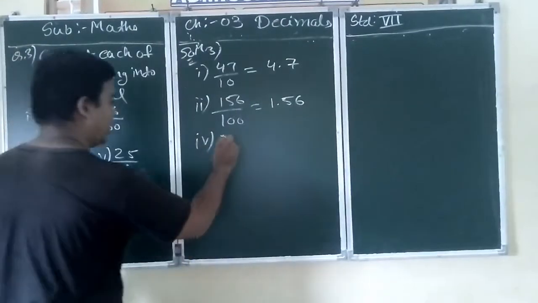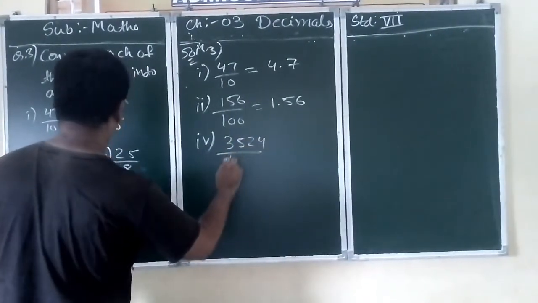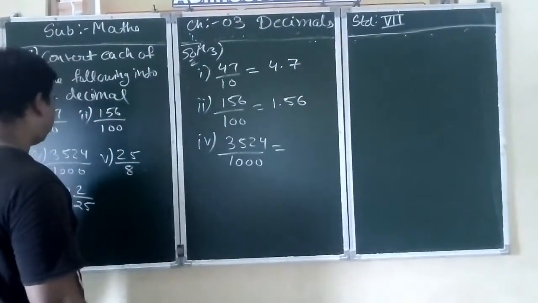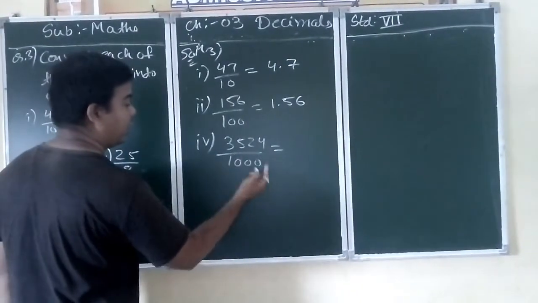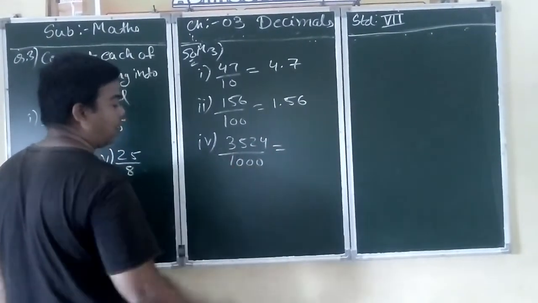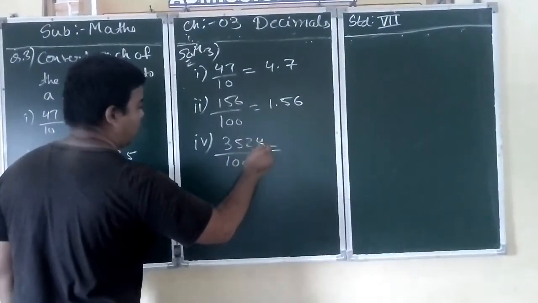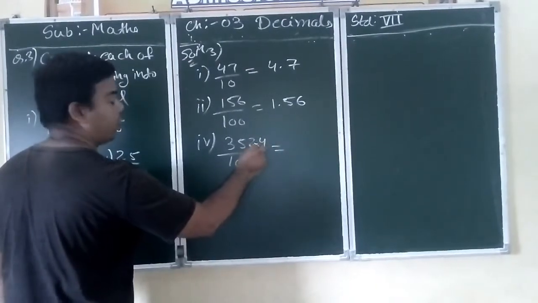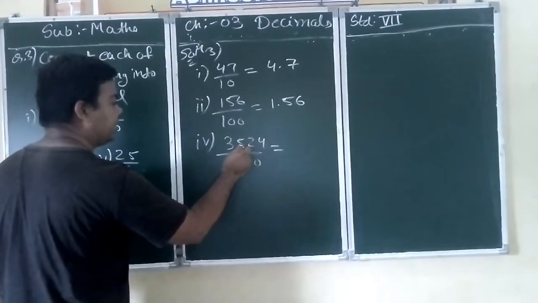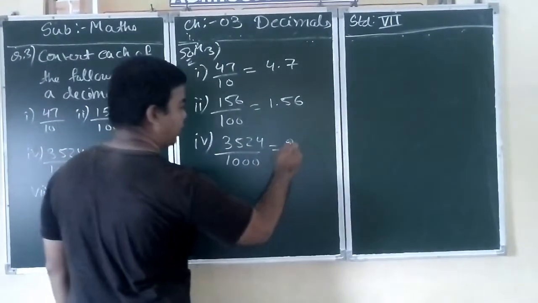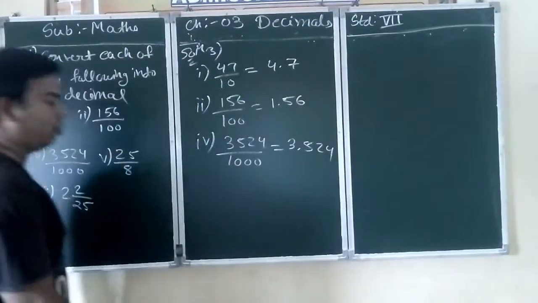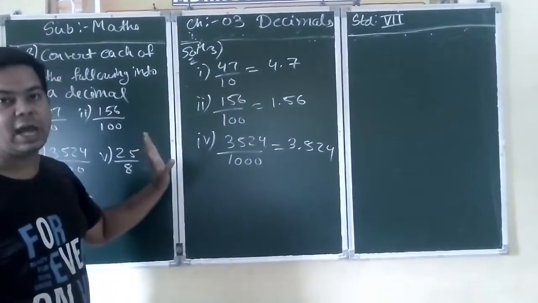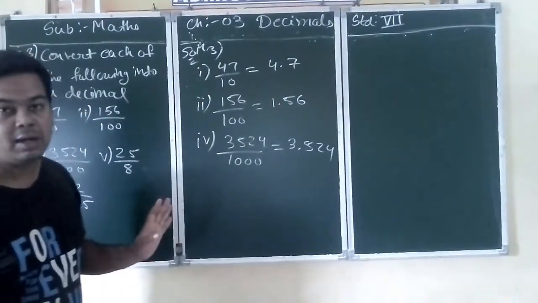Question number 4. 3524 by 1000 is equal to... Three zeros means tens, hundred, thousands, so we put a decimal point here. So 3.524. This is the case when the denominator is tens, hundred, or thousands form. We easily write a decimal number.